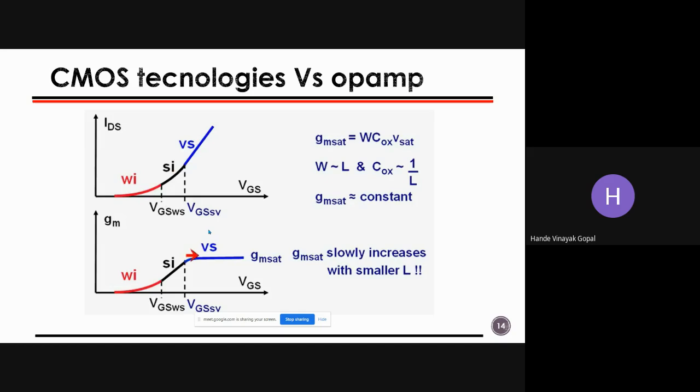Right, now I think you got the depth of the problem: as the technology node reduces, even if I increase the VGS, my gm is constant because we have reached the velocity saturation region.